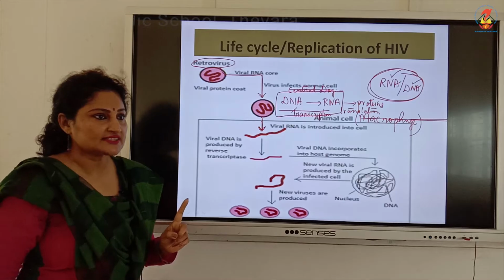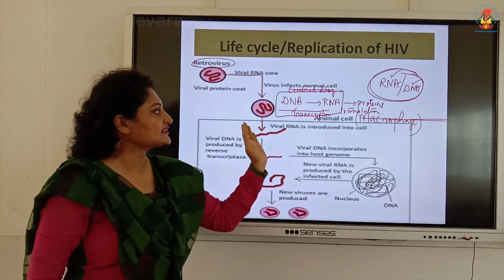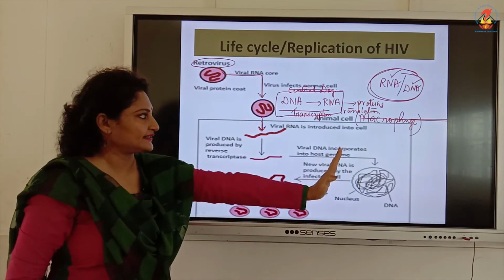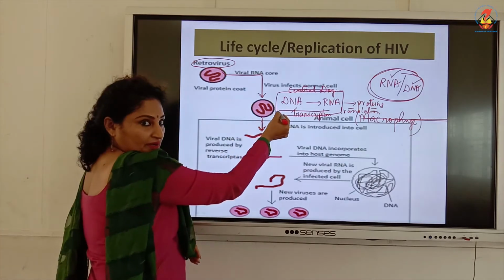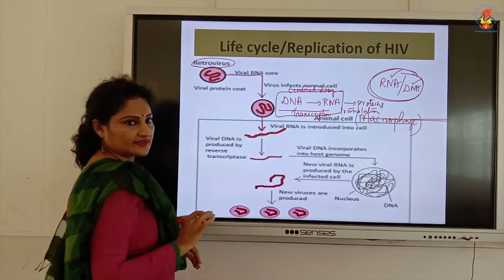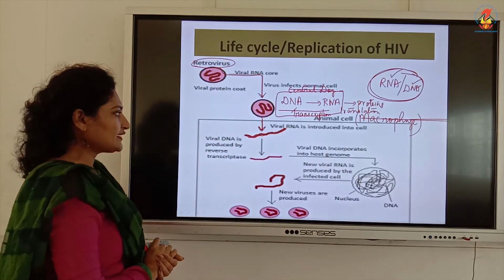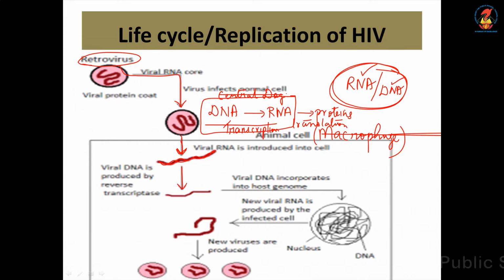Transcription. So what is transcription? The process by which an RNA is formed from the DNA is called transcription. From DNA to RNA. Remember that. Now here we have the viral RNA. So I am incorporating this information here. Now the viral RNA has entered the host cell, that is the macrophage. Now what happens is, this is viral RNA. This viral RNA becomes viral DNA.